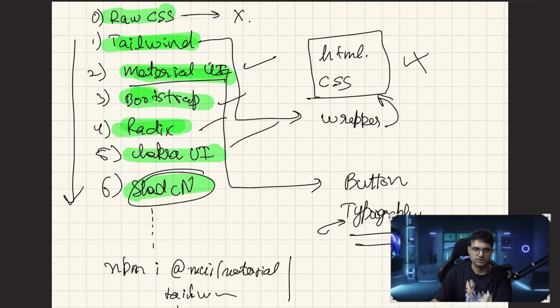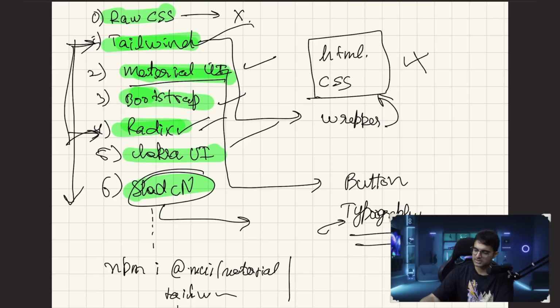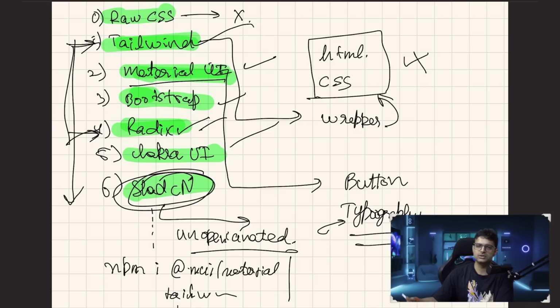Shad CN took a different approach. They said, okay, Radix exists as a very nice library. Tailwind exists as a very nice library. Tailwind gives you style. Radix gives you a bunch of components. I will write down in a file some very clean components that use a combination of Tailwind and Radix, and you just copy them over to your code base and you're good to go. It does not really expect you to use them out of the box, which is why I would call Shad CN also unopinionated, because it doesn't expect you to use their components out of the box.